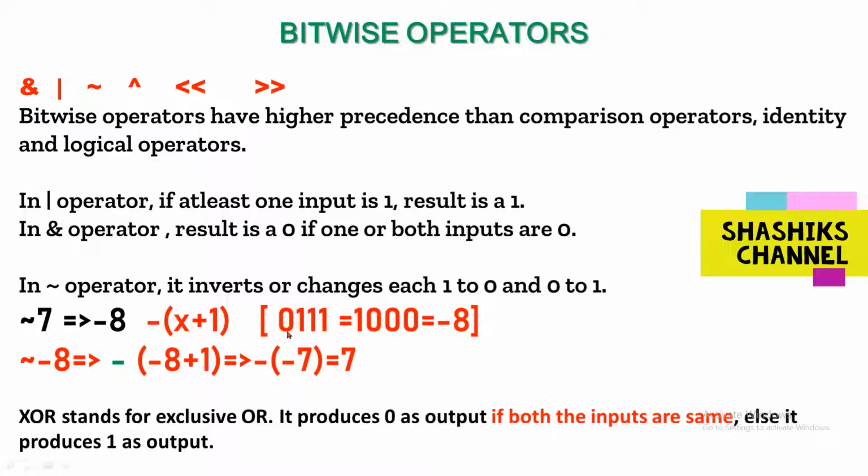If you see in binary form, 7 in binary would be 0111. And if you invert each of its bits during the bitwise negation operation, 0 would become 1 and all the 3 ones would become 0.